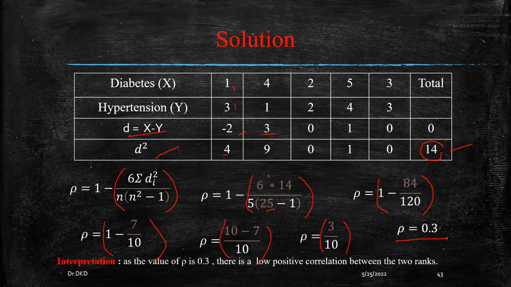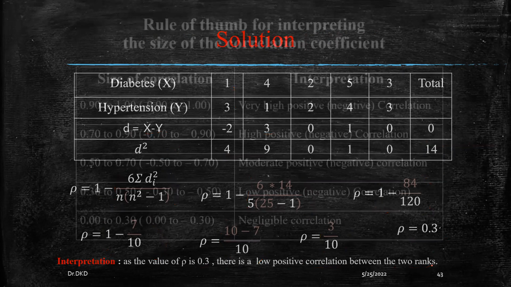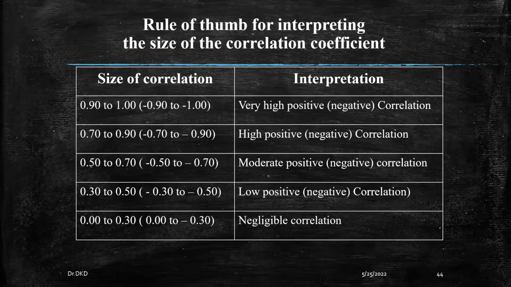So the interpretation is that the value of rho is 0.3. There is a low positive correlation between the two ranks. This is the answer we need to understand. It is very simple. If we have clarity of the steps and are aware of the formula, we can calculate. One important table we need to understand is the rule of thumb.